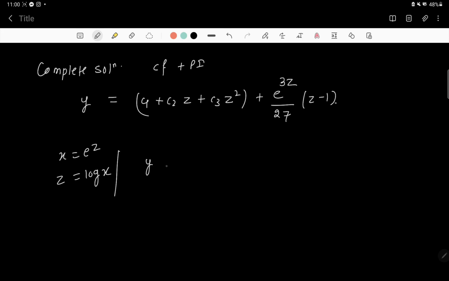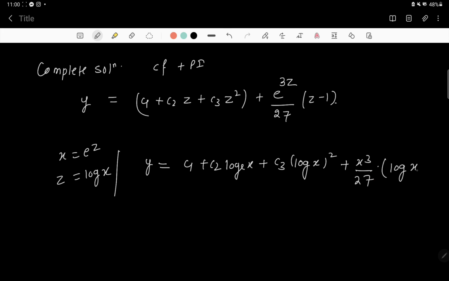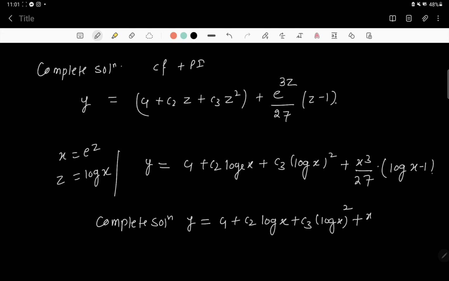So your complete solution in terms of x and y will be c1 plus c2 times z, which means log of x, plus c3 times z square, which means (log of x) square, plus exponential 3z, which means x cube upon 27, times (z minus 1), which means (log of x minus 1). So the complete solution in terms of y and x is y equal to c1 plus c2 log of x plus c3 (log of x) square plus x cube upon 27 times log of x minus x cube upon 27. This is your complete answer.